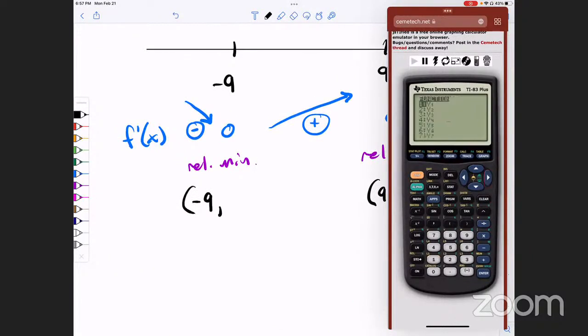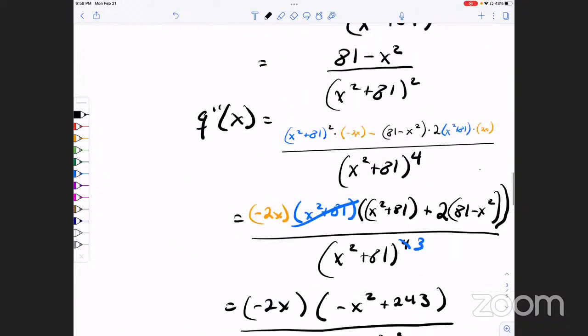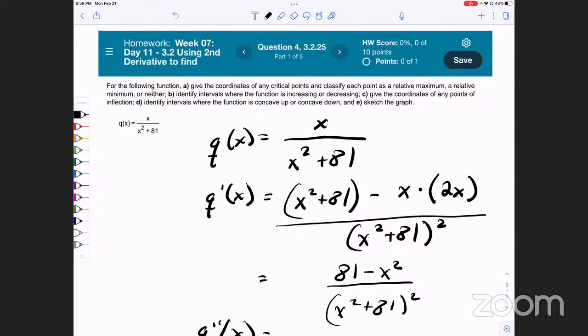So let's go to variables. Okay. So when x is -9, let's hit math as a fraction. We get a -1/18. Okay. And then when x is +9, we hit math as a fraction. We get a positive 1/18. Okay. So we have our relative minimum value and a relative max. Okay, we got part A.